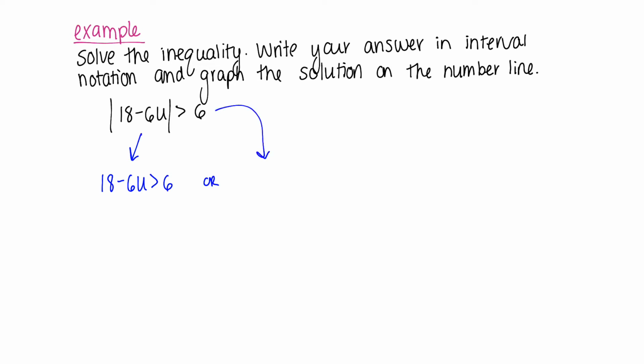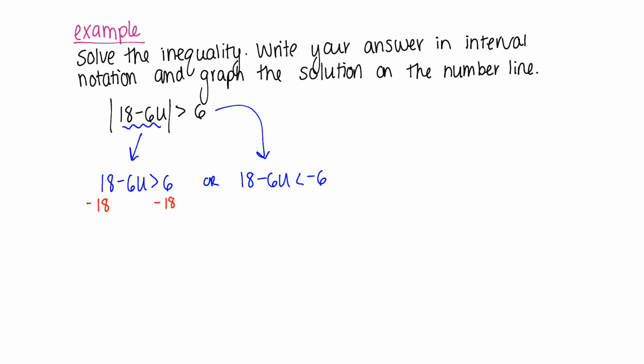Or leave the inside alone, so 18 minus 6u, that part should just stay the way it is, but flip the direction on the inequality and make this positive number negative. So we have 18 minus 6u is greater than 6, or 18 minus 6u is less than negative 6. And then we're going to solve each of these inequalities the way that we've solved inequalities before.